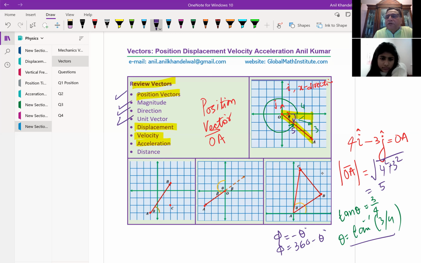We also covered what is a unit vector. A unit vector has a magnitude of 1 and the direction will be either in the x direction, then it is unit vector i, or in the y direction, unit vector j. Displacement. Change in position is displacement. As you can see, O to A will be the displacement. We'll look into velocity, acceleration, and distance with the help of some examples. I've given you some diagrams which will help you later.